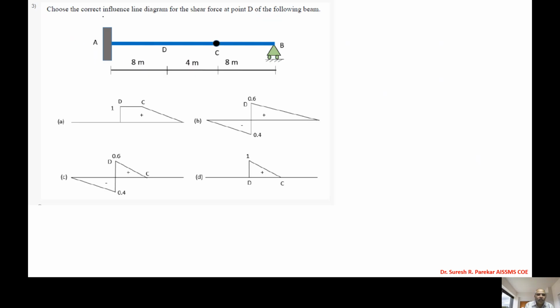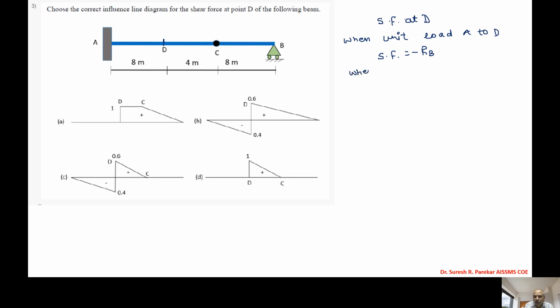Then we have the third question: choose the correct influence line diagram for the shear force at point D. Now we have shear force at D. When the unit load is from A to D, then we have shear force equal to minus RB.